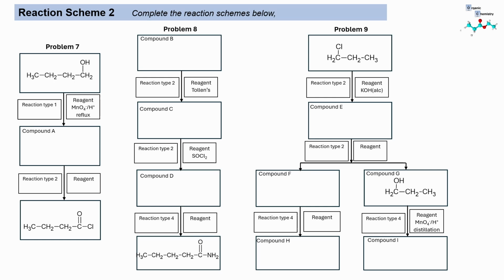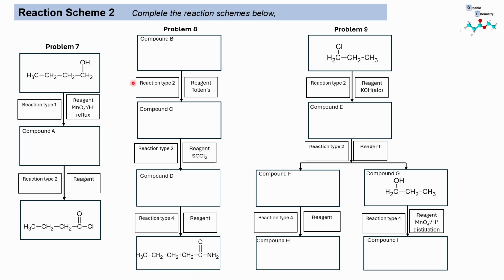Okay, so let's have a look at this. We've got three reaction schemes here for reaction schemes 2. So problem 7, problem 8, problem 9. What we need to do here is identify the type of reaction that's occurring, the missing reactant or product, and missing reagent if we need to. So what I'd like you to do is just pause the video and have a go and see if you can complete this reaction scheme, and then start it again and see if you get the same answer as me.